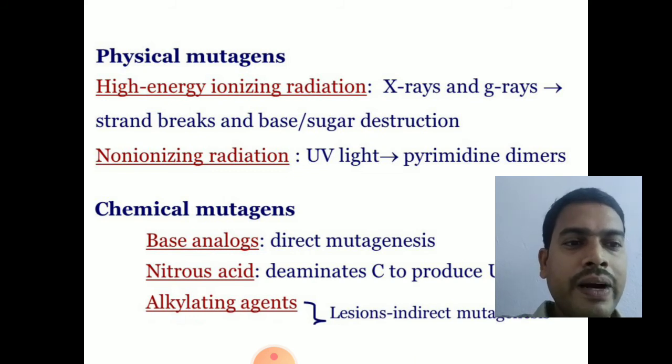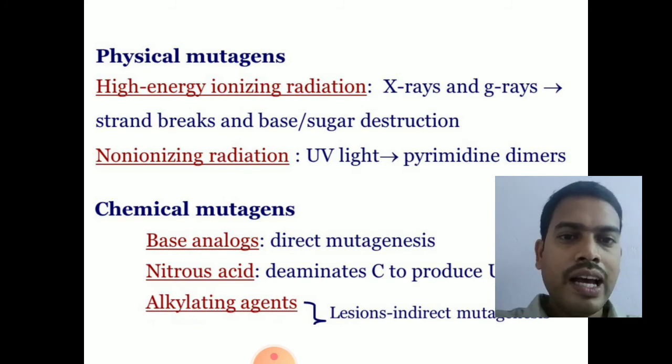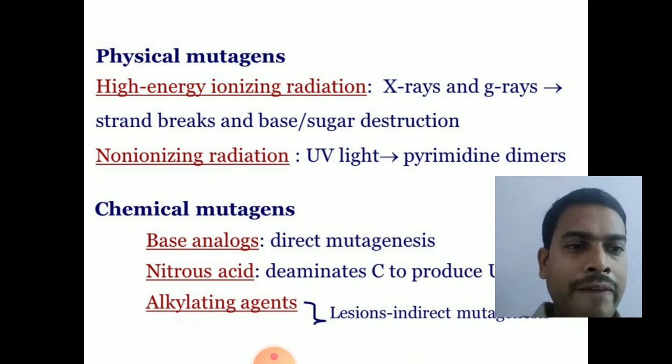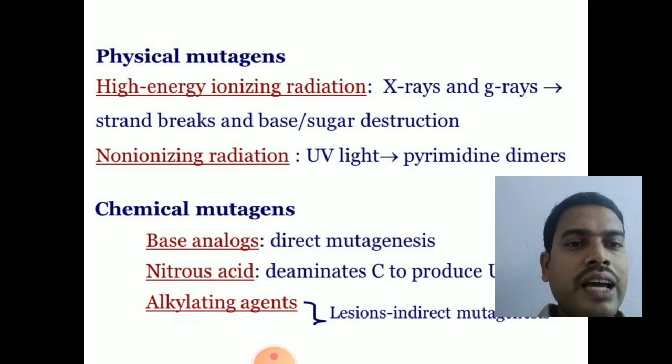They release secondary particles that will damage the DNA, especially chromosomes. Such damage is called chromosomal aberrations. Whereas non-ionizing radiations like UV light form dimers, thymine dimers. So if two thymines are at an adjacent region and such DNA is exposed to UV light, then the thymines will form a dimer. That is called thymine dimers.